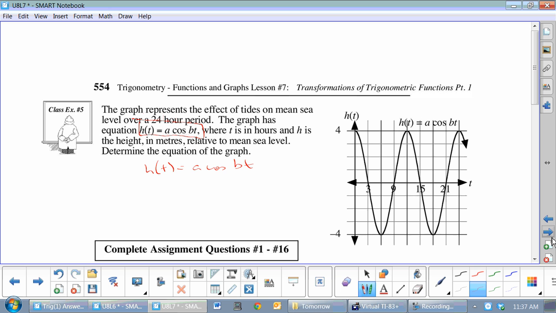Now let's look at this graph and we can figure out the exact formula for it. So, what's the amplitude? 4. What's the period? 12 hours, right? So all you have to do is figure out B. Now, B is 2 pi over 12, right? Which equals pi over 6. So your height at time t equals 4 cos pi over 6 t.